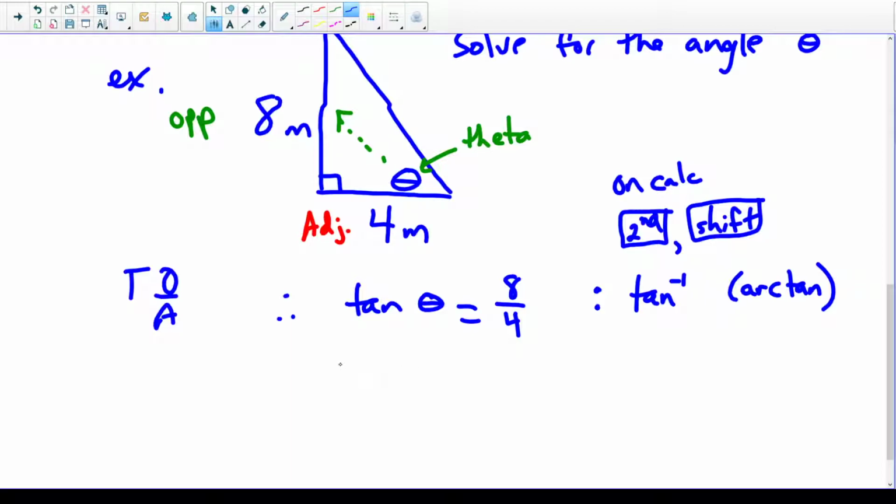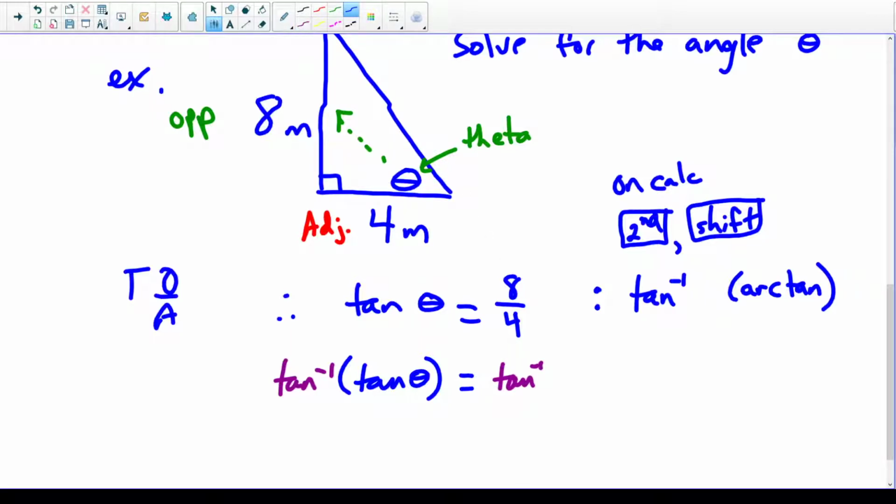Okay, so we're going to arctan both sides. Now usually this step is not shown, but I'm going to show it this time. So we're going to tan -1 the tan theta, and then on the other side of the equal sign we're going to do the same thing. We're going to tan -1, 8 divided by 4.